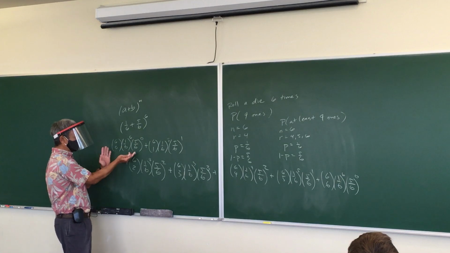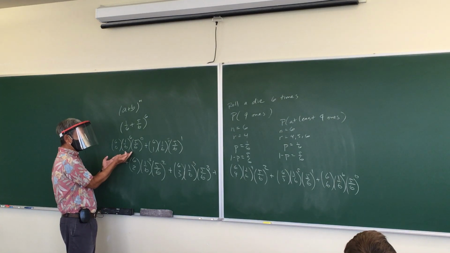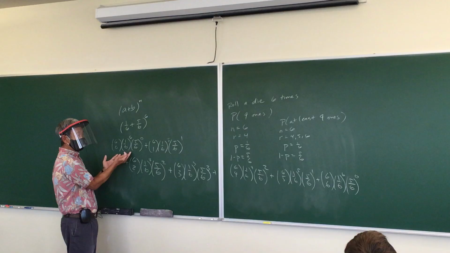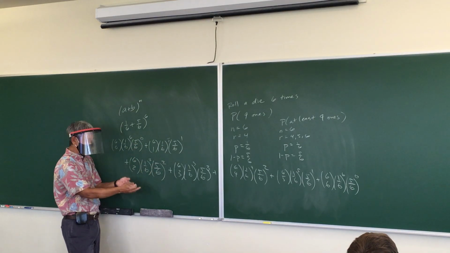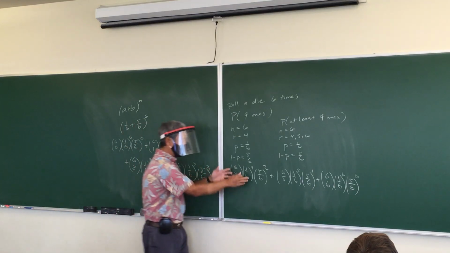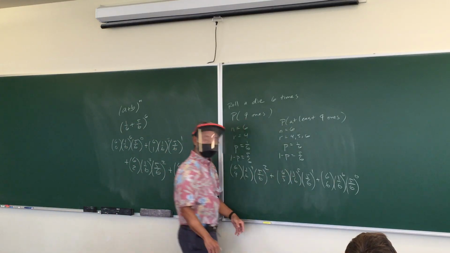So what does this represent? What does this first term represent? This is the probability of getting no 1s. This would be the probability of getting 1 1, 2 1s, 3 1s, 4 1s, 5 1s, and 6 1s.